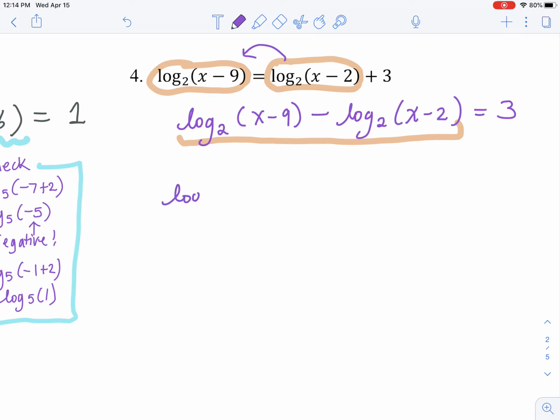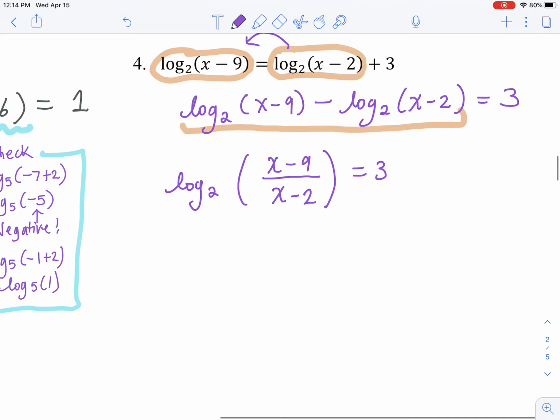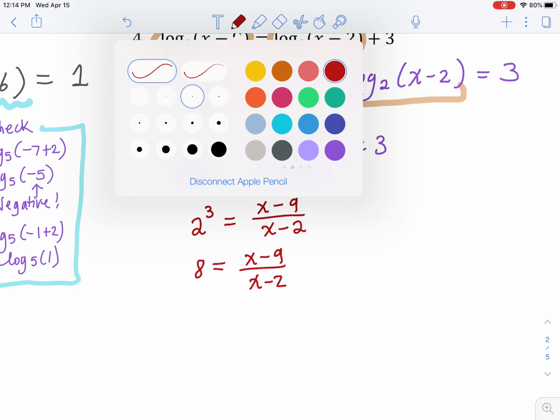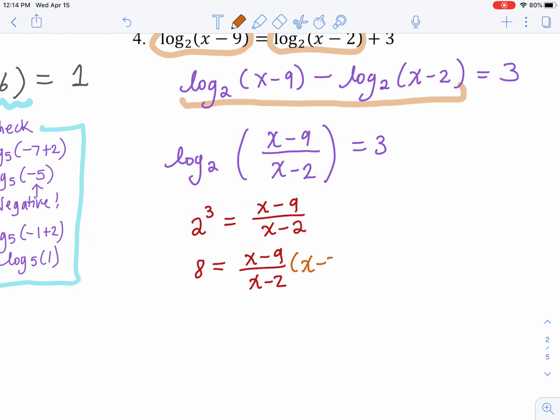Now, what property are we going to use? That's subtracting, so we're going to use the quotient rule, or quotient property. So write down log base 2 of x minus 9 over what? x minus 2, and that equals 3. Now let's solve this. In order for us to solve something that's in this form, we're going to have to rewrite this in exponential form. So the base is what? 2. Power is 3. So 2 to the third power comes out to be x minus 9 over x minus 2. So 8 equals x minus 9 over x minus 2.